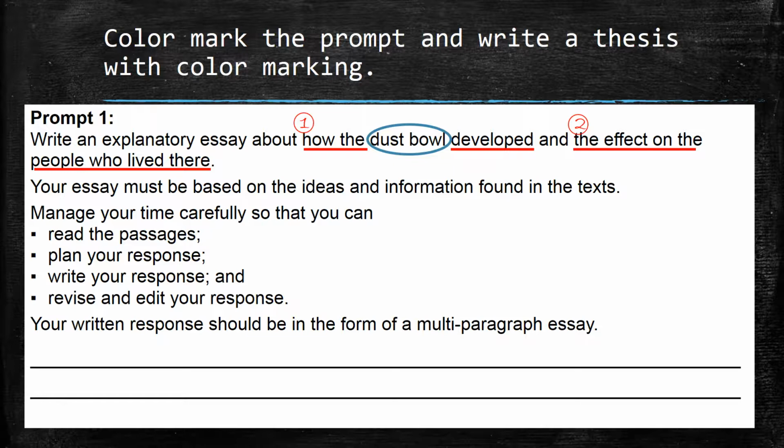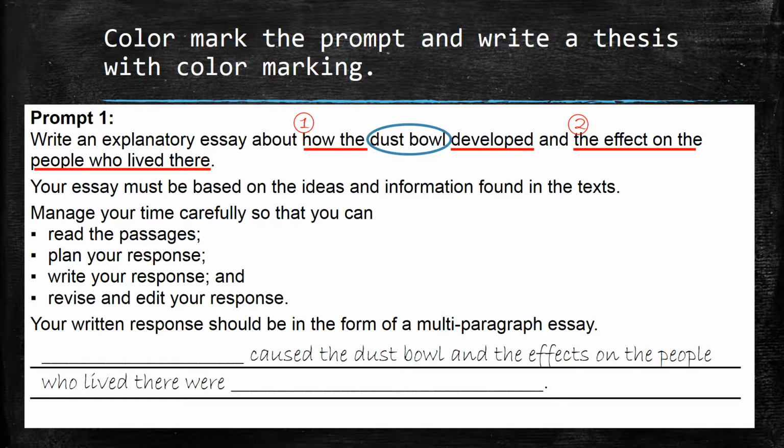Now in the lines below, I've given them to you on your paper as well. You want to go ahead and give me an example of what kind of thesis statement you could write to go with this. So if I have to write about how the Dust Bowl developed and the effect on the people who live there, I might say blank caused the Dust Bowl and the effects on the people who live there were blank. Or I could say the Dust Bowl was caused by blank and the effects on the people who live there were blank.